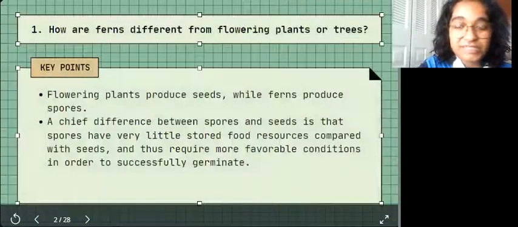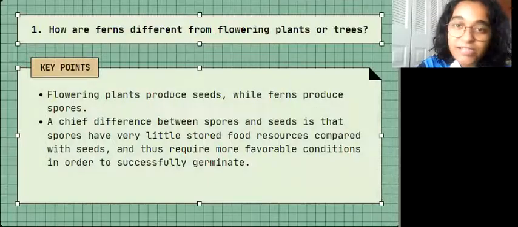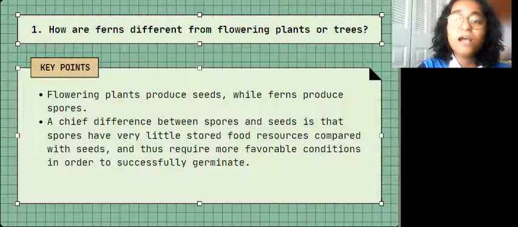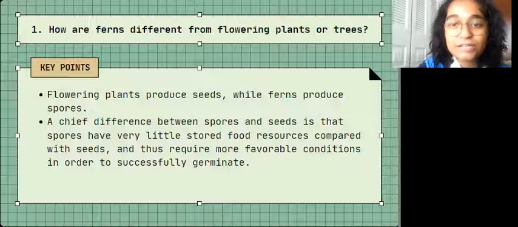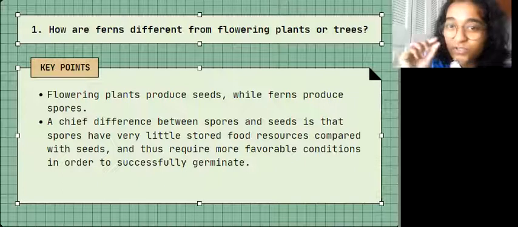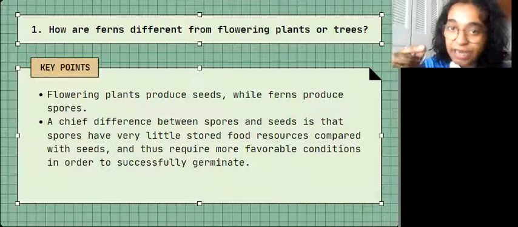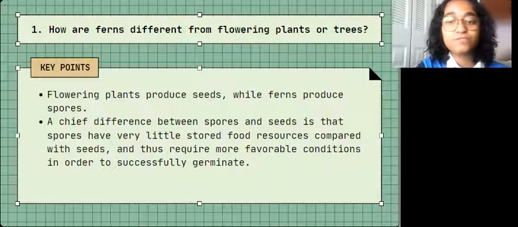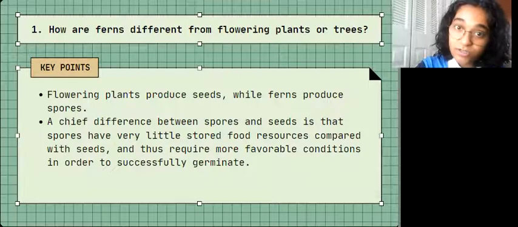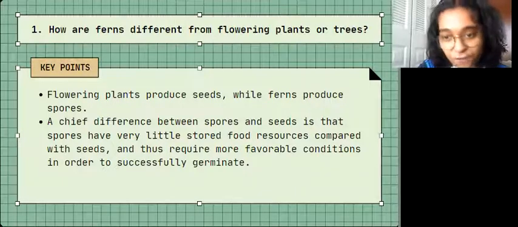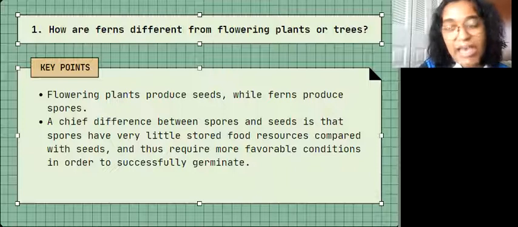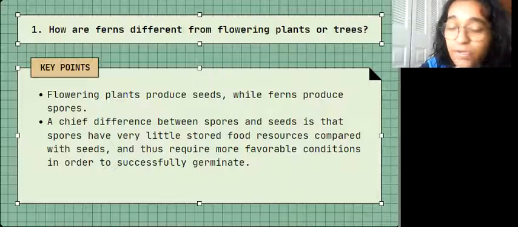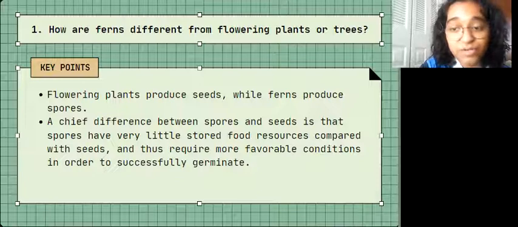How are ferns different from flowering plants or trees? Flowering plants, including trees, produce seeds, while ferns produce spores. Spores cannot be seen with the naked eye, while seeds can be seen with the naked eye. A chief difference between spores and seeds is that spores have very little stored food resources compared with seeds and thus require more favorable conditions in order to successfully germinate.